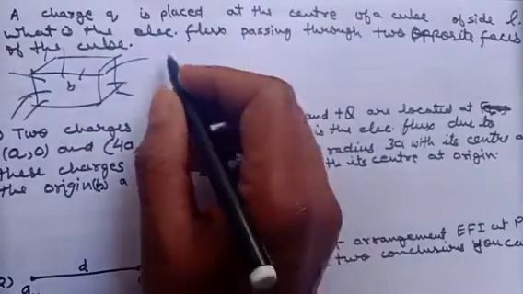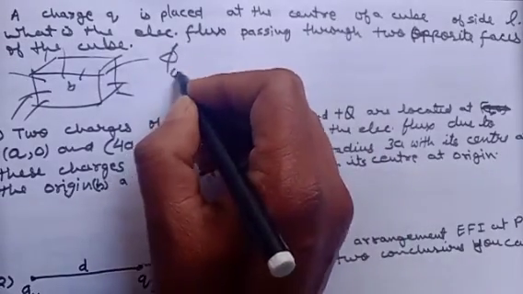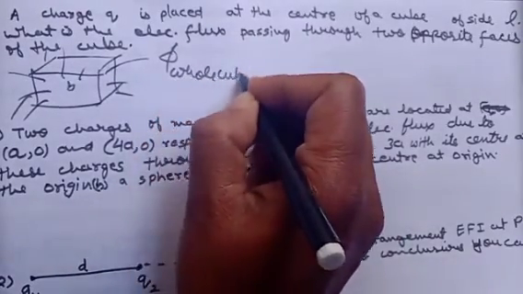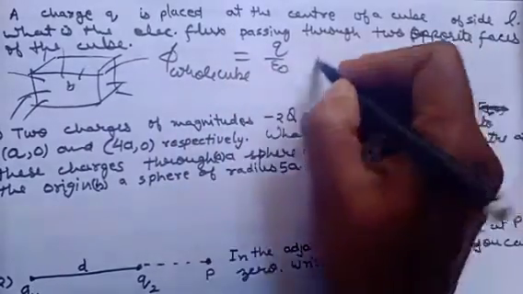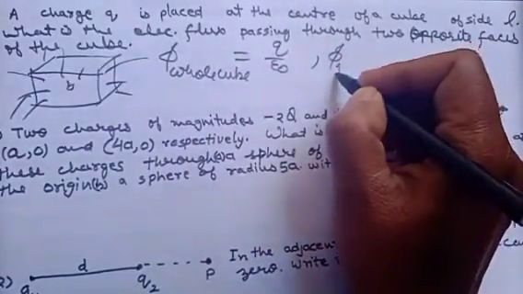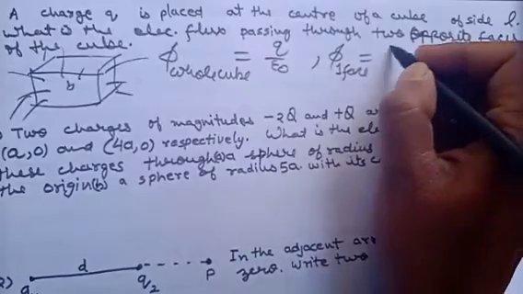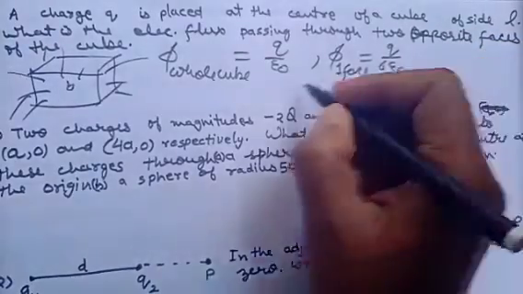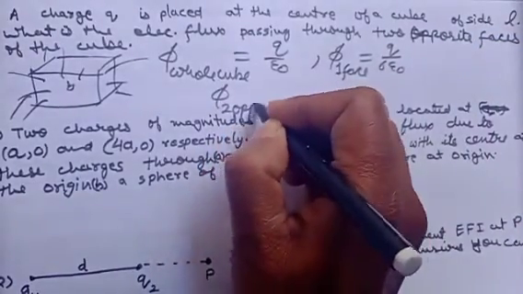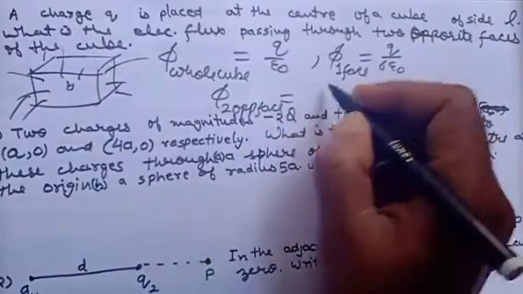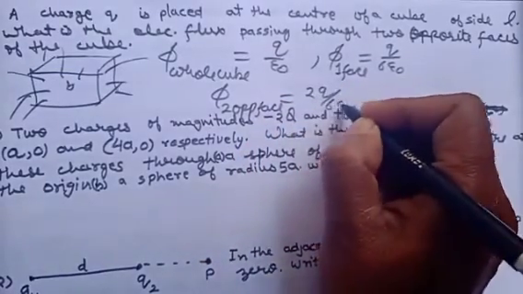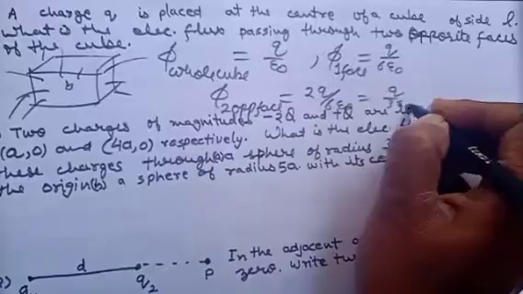That is, phi for the whole cube is equal to Q by epsilon naught. So phi for one face is equal to Q by 6 epsilon naught, and for two opposite faces we multiply it by 2: 2Q upon 6 epsilon naught, that is Q by 3 epsilon naught.